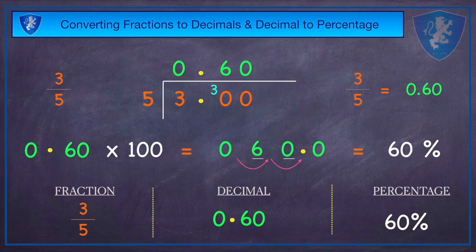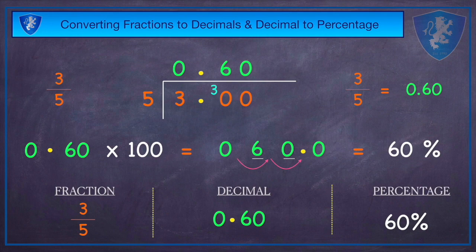Now you take the 0.6 or 0.60 and multiply by 100, and you can see the arrows, 2 places to the right, and that gives you 60%. So the fraction 3/5 is the same as 0.6 or 0.60 as a decimal, and as a percentage it is 60%. Now you must remember all these. Let's look at the next one.